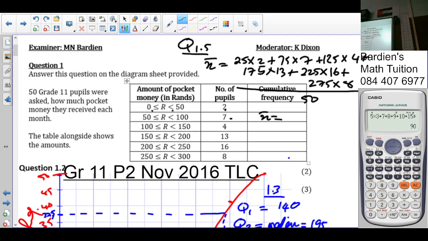Okay, so your mean works out to be, on the calculator, 25 times 2 plus 75 times 7 plus 125 times 4 plus 175 times 13 plus 225 times 16 plus 275 times 8. That gives you 9150 over 50. Put that divided by 50 gives you 183. So 183 rand is your average from this distribution table. Okay.